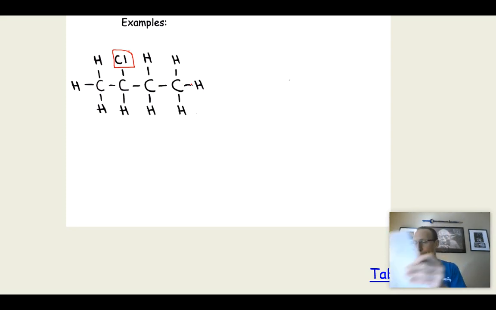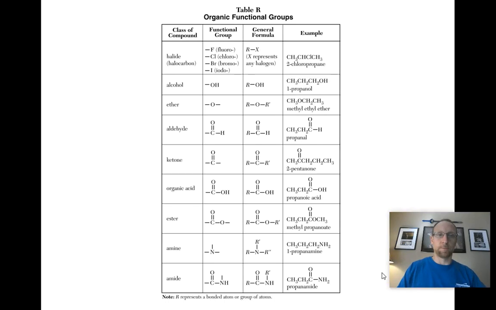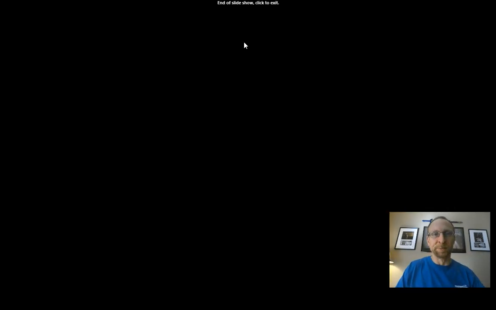So how would we name this? We put the root, and now what are the roots? They're right on table R. So look on table R, right here. Fluoro, chloro, bromo, iodo, right? Those are our roots for our halogens. So it's all right here. Use the reference tables, right? This is going to help you out big time.